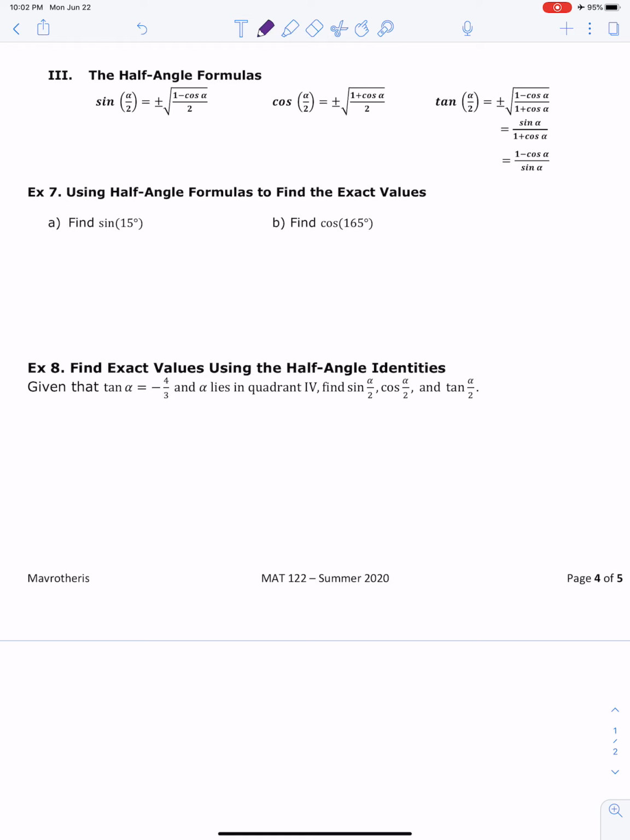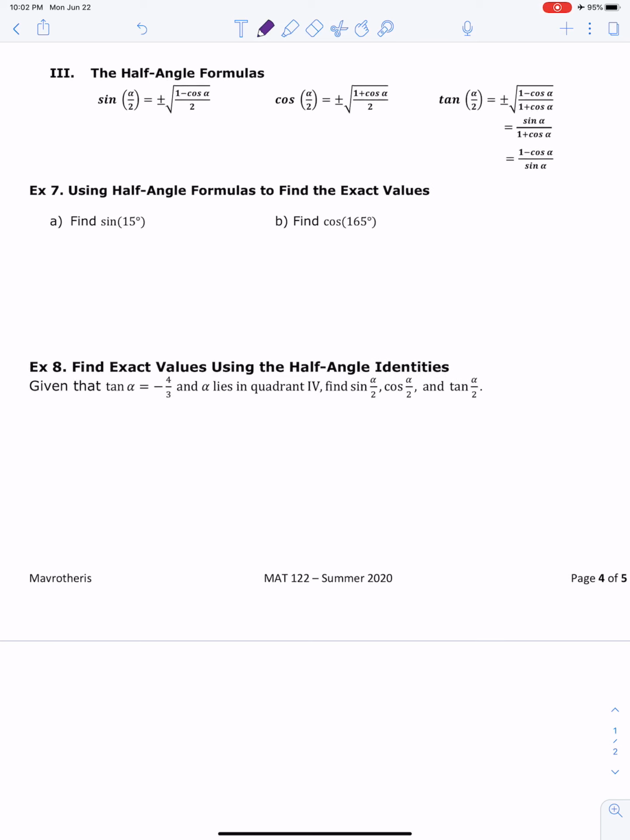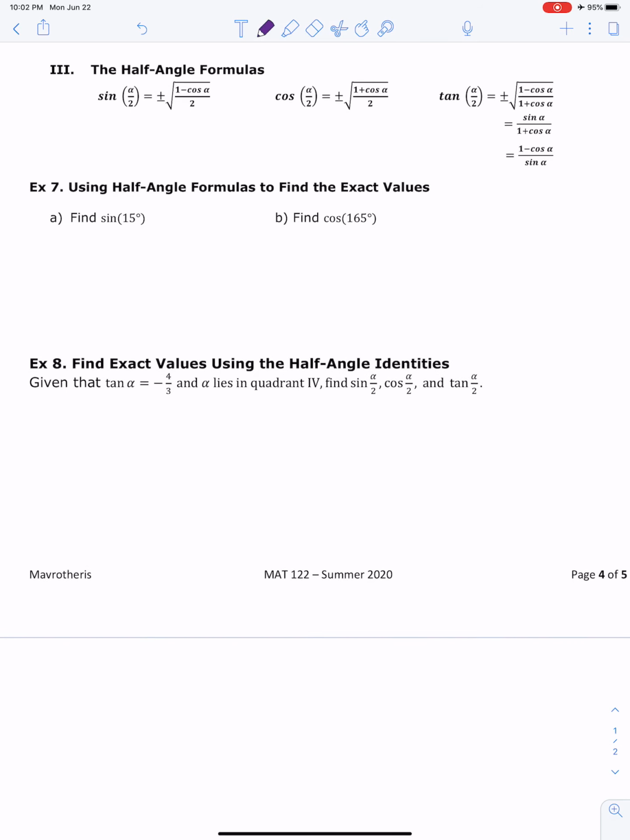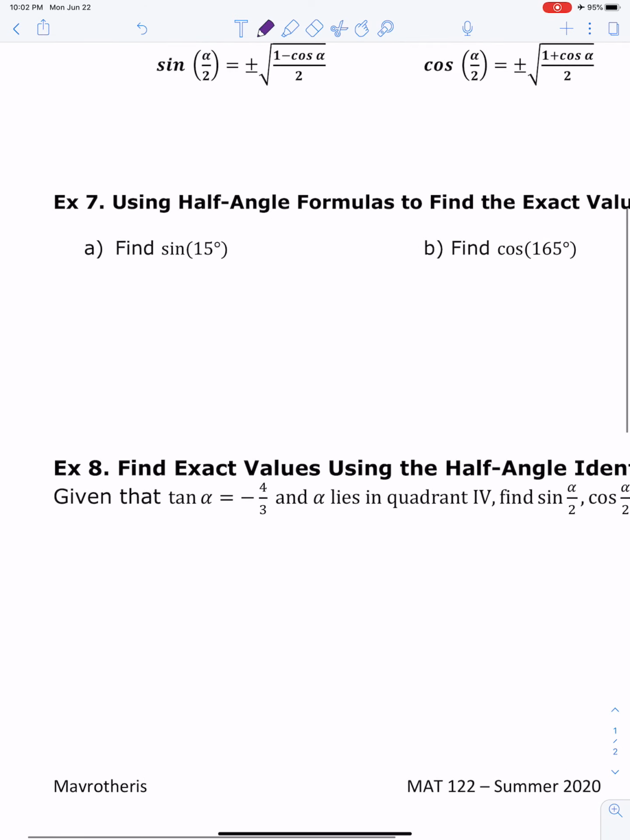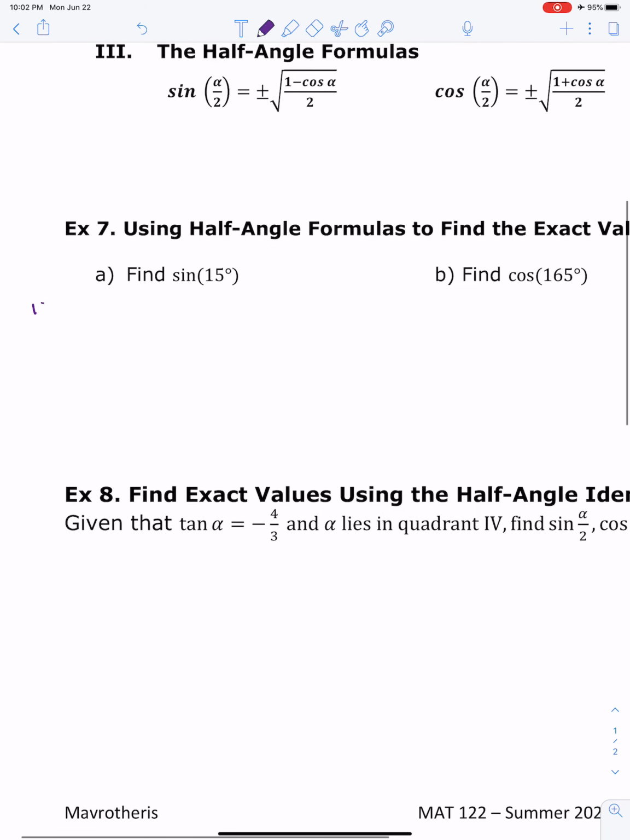So let's start. Example 7, A. We want the sine of 15. Now this is what takes a little getting used to. 15, let's get that formula in there. I'm going to think of as 30 over 2. So when I go to plug this into my equation, my A is actually that 30 degrees.